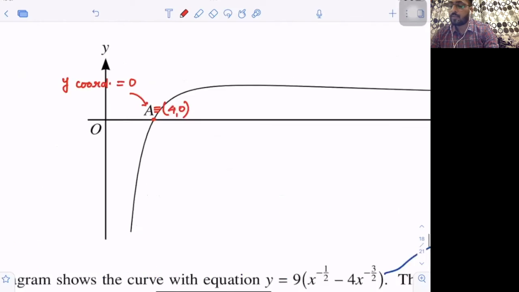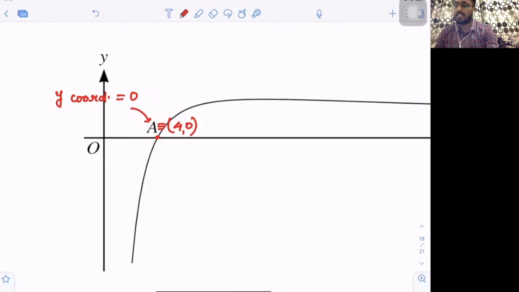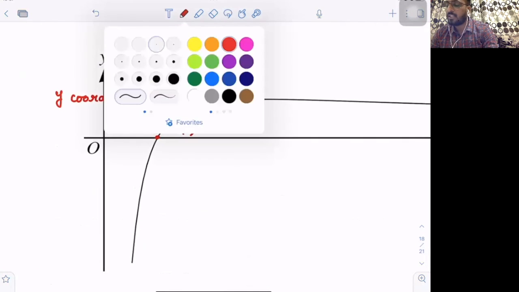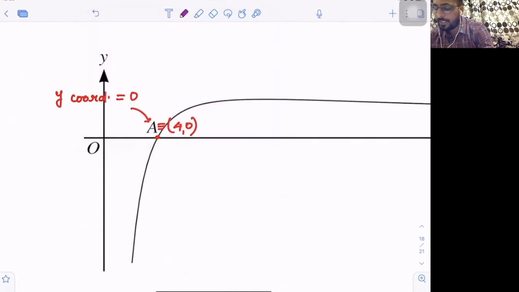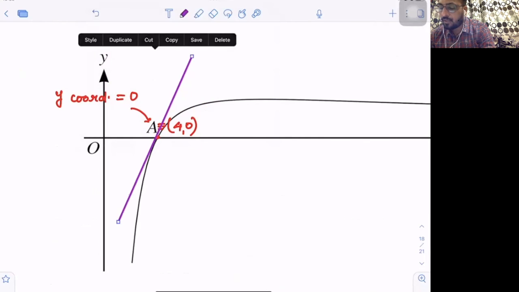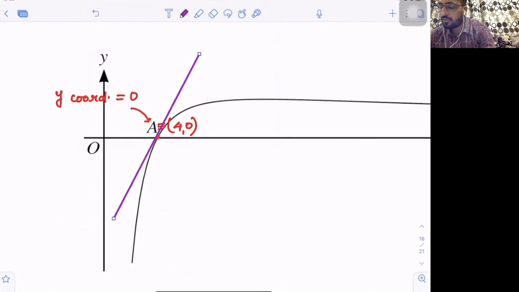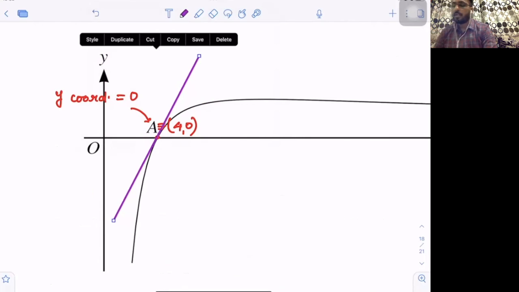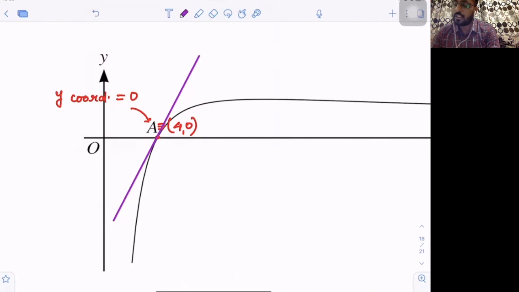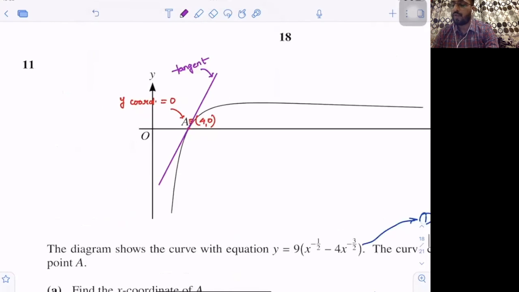So again, I come to point A, and if I draw a tangent at this point A, so let's draw a tangent at point A. Maybe I can draw a line which is like this. So this line is a tangent to the curve, right? I can call this line a tangent to the curve. See, this line is a tangent to the curve, isn't it? I want to find its equation.